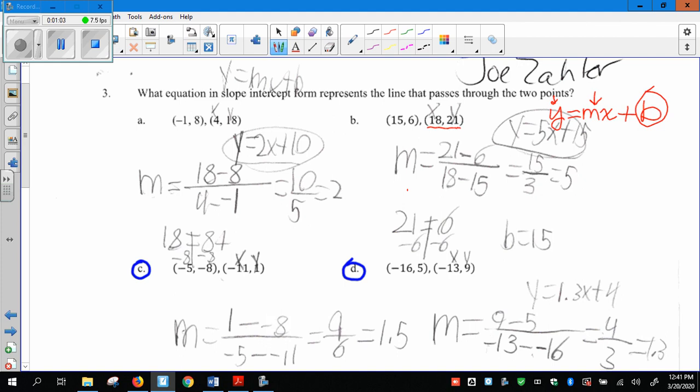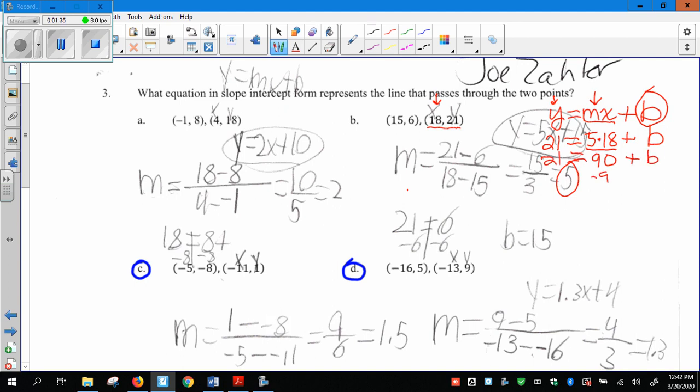So I would put 21 right here where the y is. And then right here I need m times x. Well, your m is 5, so I have to do 5 times, and your x here is 18. 5 times 18 plus b. Now we can figure out what b is. We have to do 5 times 18, which is 90. So 21 equals 90 plus b.